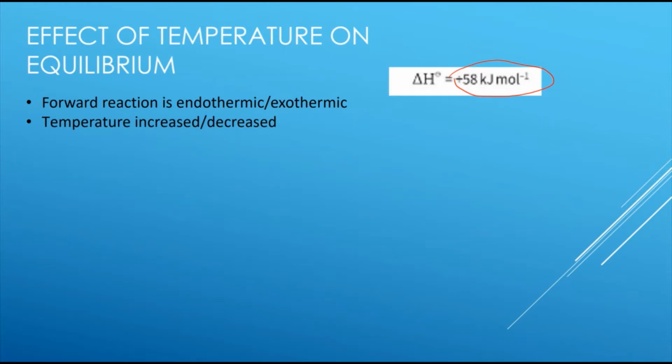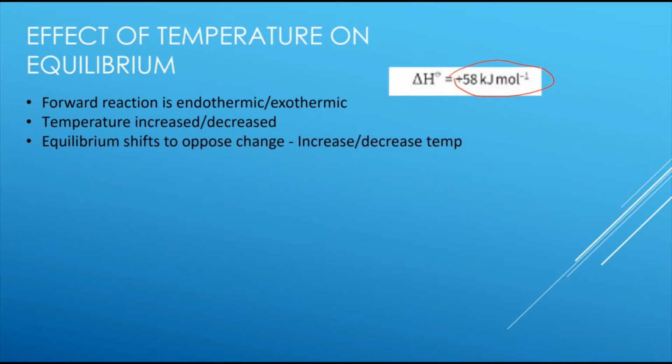And then I will say the temperature is either increased or decreased, and I will then say that the equilibrium would shift to oppose that change. So for example, if the temperature was increased, then I would say that the equilibrium shifts to oppose that change by decreasing the temperature, and vice versa if it was a decrease in temperature that happened in the first place. And then I would say the equilibrium shifts to the right or left direction. I can also say if it'll shift in the endothermic or the exothermic direction. Now this depends on the equation, but we'll be going through an example later on.